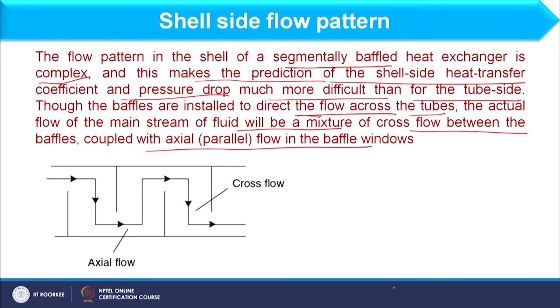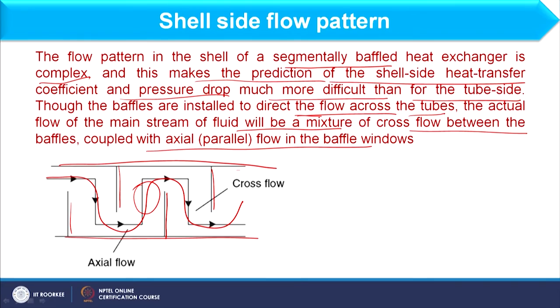What is the meaning of this? If you see this schematic, here we have the shell, and these are basically the baffles. So, the movement of liquid will be like this, right. Here we have the cross flow because the fluid is flowing perpendicular to the fluid flowing in the tube side. And here we have the axial flow, that may be counter current or co-current with the fluid which is moving in the tube side, right. So, the flow pattern is very complicated in the shell side, which is not the case in the tube side, right.